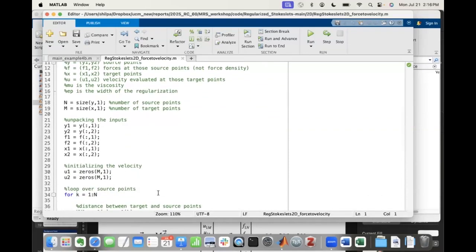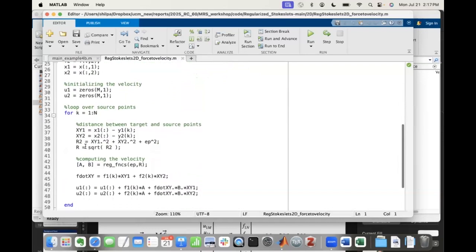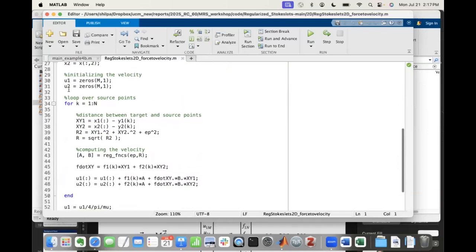There's just a lot of unpacking and repacking in these functions. So the first step is to unpack everything into the 2D set of things, and then initialize the velocities that I'm going to solve for. And then I wrote this as a loop, looping over my source points. I have to compute the distance between my target and source points, and then we add in this epsilon squared. So this is the capital R that was on the slides. It's the distance between X and Y, plus the epsilon. So it's that R epsilon in the slides.